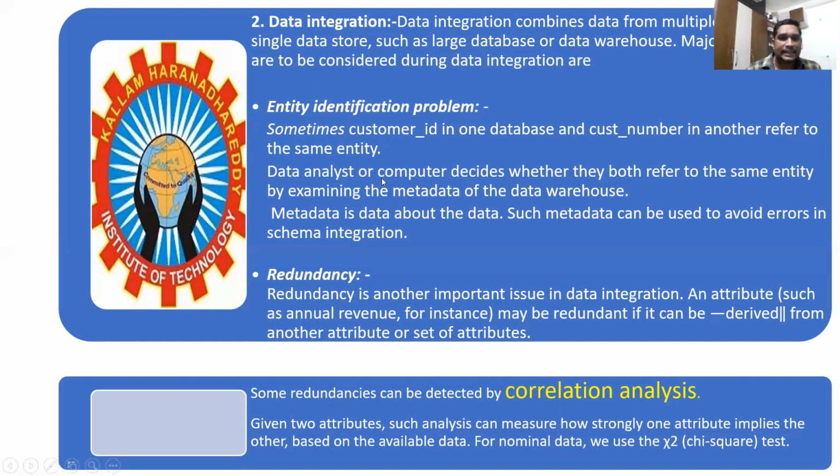The data analyst or computer decides whether they both refer to the same entity by examining the metadata of the data warehouse. The main task is that either the computer or the data analyst decides what to take from the various repositories, whether it is the same data or not, by means of a fantastic feature called metadata. Metadata refers to data about data which lies in the data warehouse. Such metadata can be used to avoid errors in schema integration.